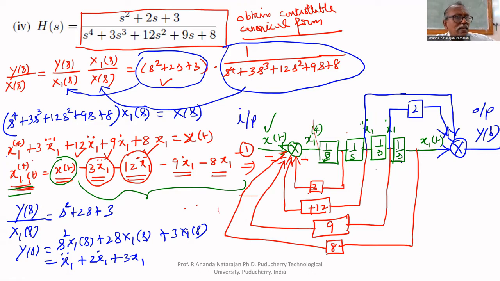So what is required to design this system? 4 integrators. That's all. If you have 4 integrators and 2 summing blocks, you can design this transfer function. A 4th order system you can design. This is in controllable canonical form.